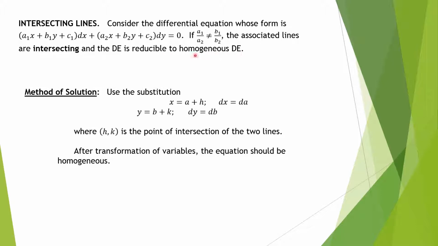Now this is the method of solution. You will have to solve these two equations simultaneously in order to get the intersection. You will have to equate this to 0 and that to 0 for you to have two lines, and then do the transformation of variables. Let's have an example.